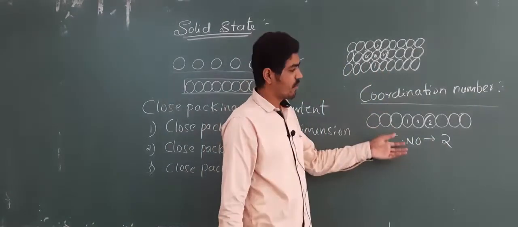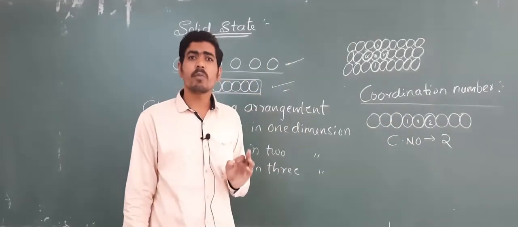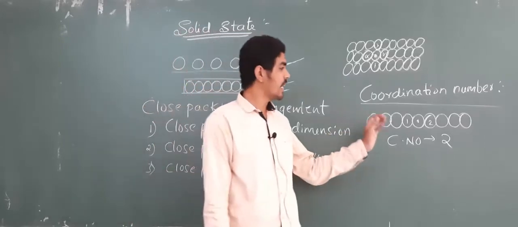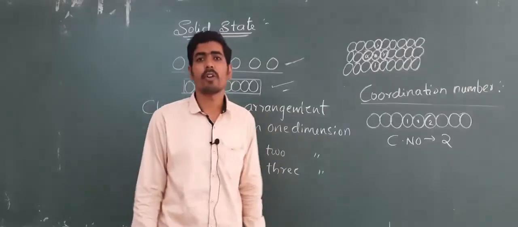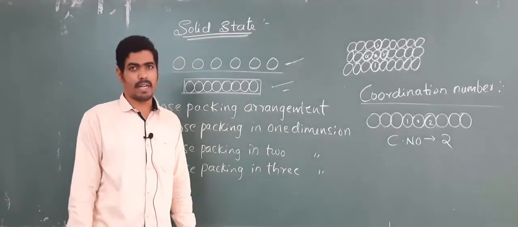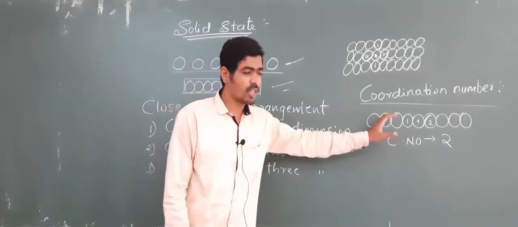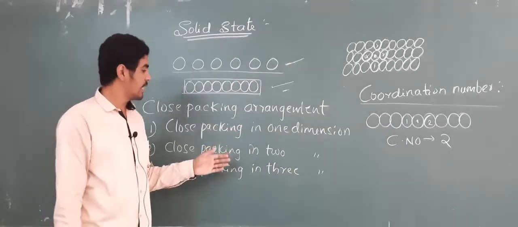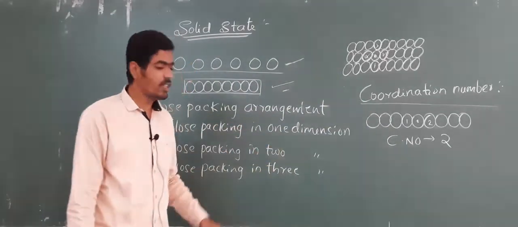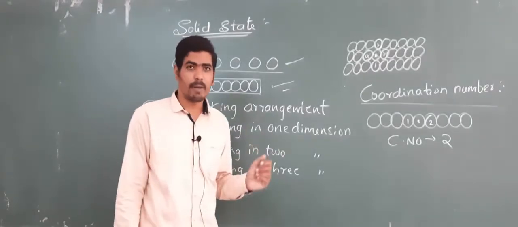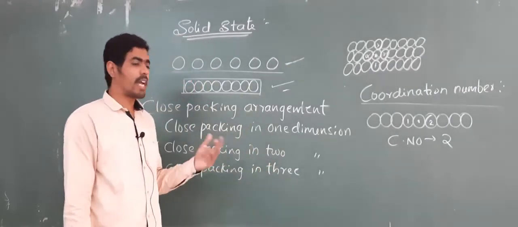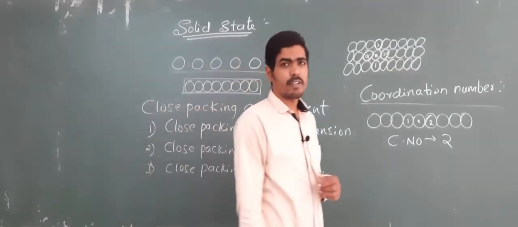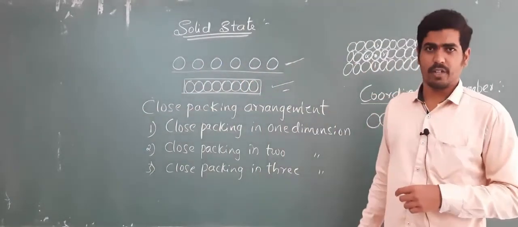Okay. So, this is how we should know the term coordination number, which indicates the number of nearest neighboring atoms surrounding each constituent particle. Remember this term. It will be helpful while studying close packing in 1 dimension, 2 dimensions and 3 dimensions. So, now we will look at how close packing arrangement takes place in 1 dimension.